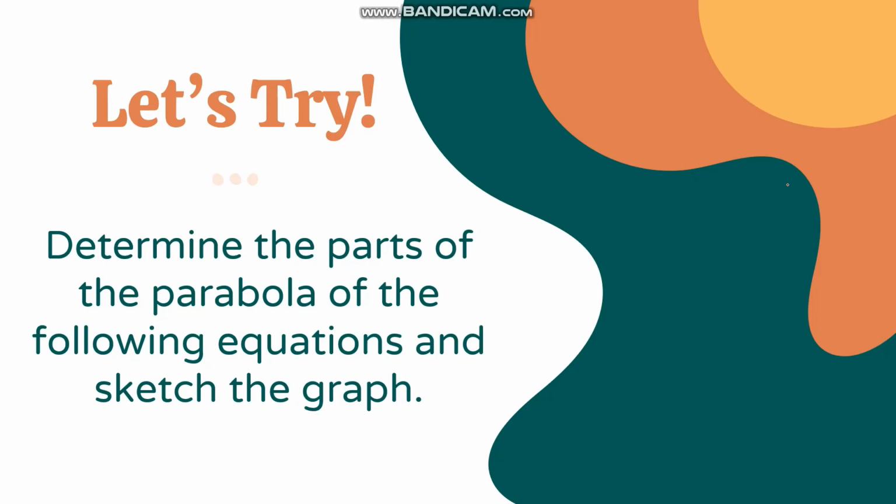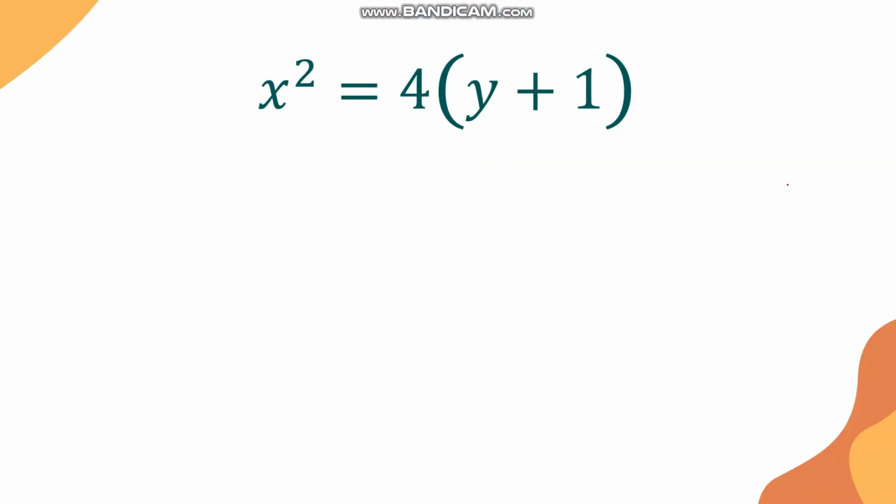Now let's try to determine the parts of the parabola of the following equation and sketch the graph. I will be showing you equations and we just have to identify the parts based on the equations given. Let's start with the first example: x squared equals 4 times y plus 1.